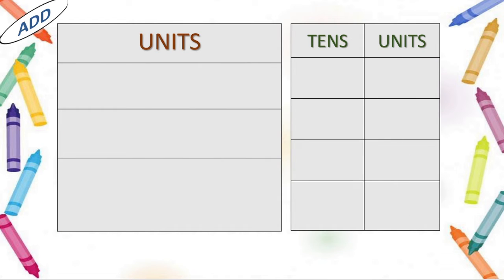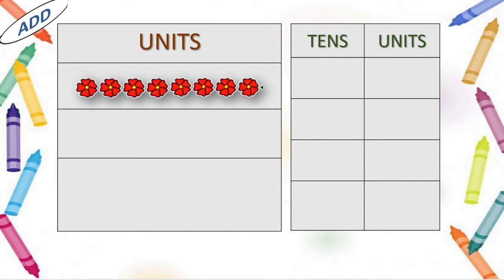Now please observe this carefully. Here we can only see the units column, but in the second table we can see the units and tens columns. Why is this so? Let us move on and try to understand. Here you can see flowers. How many flowers are there?